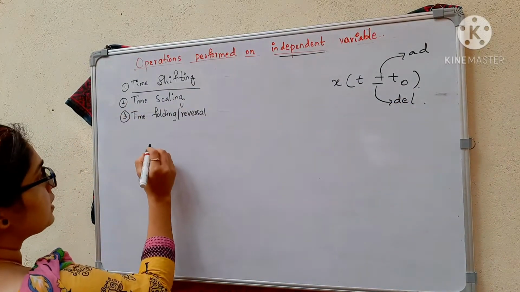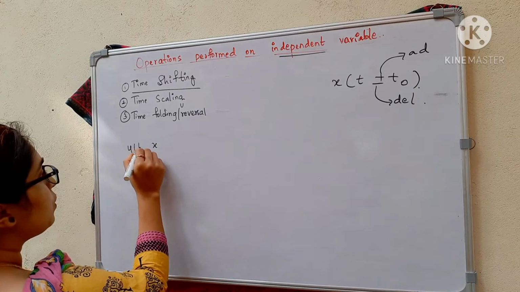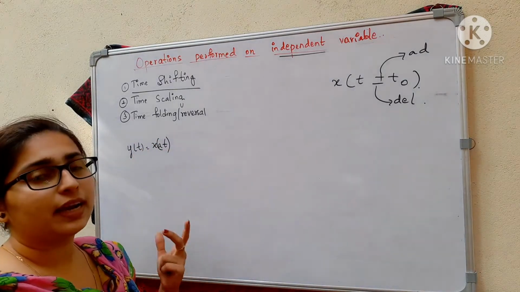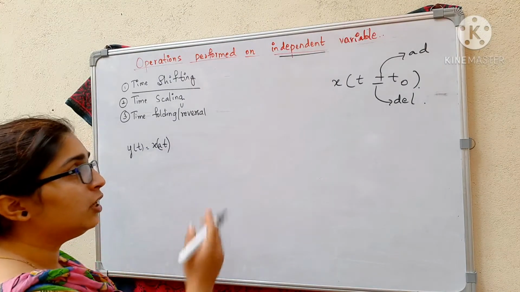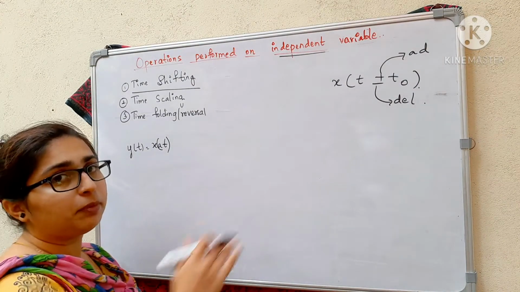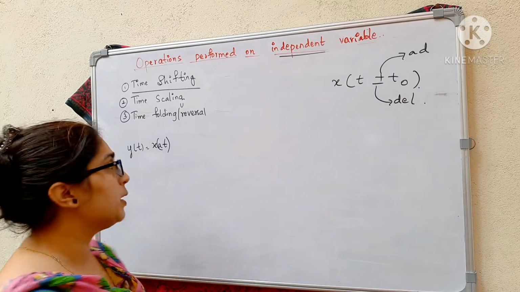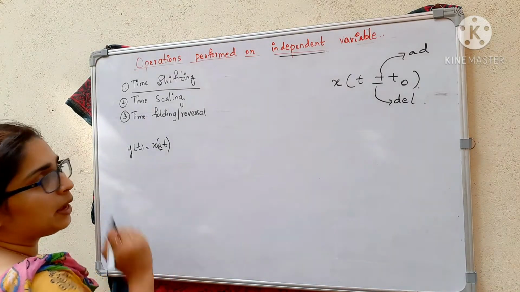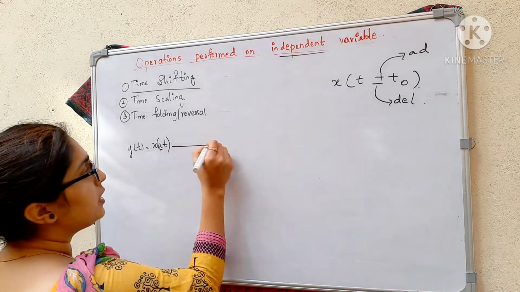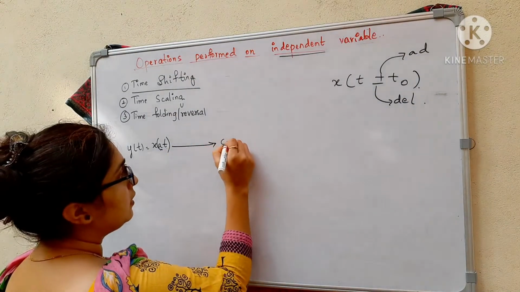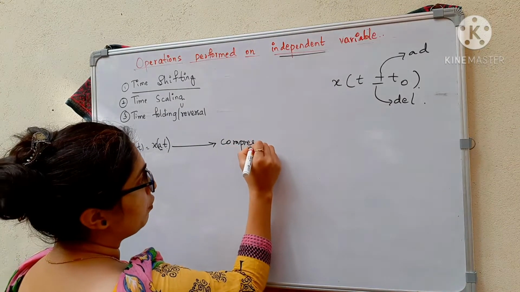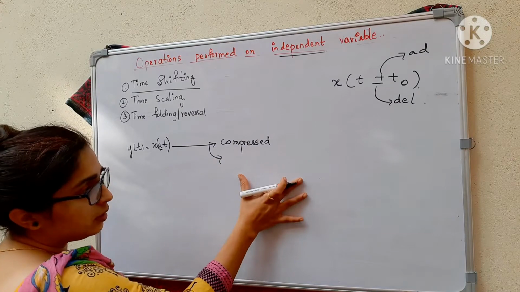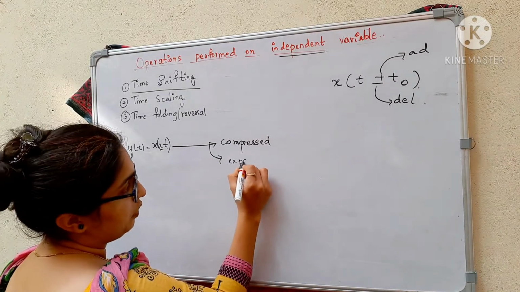Next is time scaling. So y of t is equal to x of a t. In my previous video, I explained amplitude scaling, where we multiplied the amplitude by a scaling factor c. Here I am considering a t, so I am scaling the time by a. By doing this, you will get either the compressed version of x of t or the expanded version of x of t.